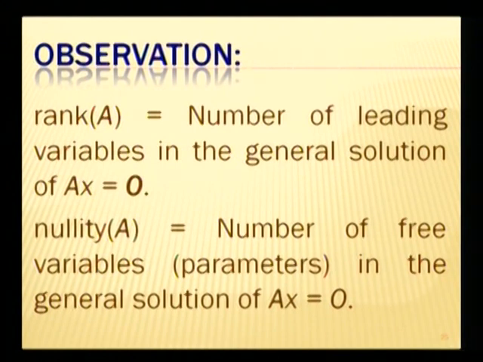And another observation is that in the solution we have taken x3, x4, x5 and x6 as the parameters r, s, t and u. So there are 4 parameters, or 4 free variables, in the general solution of Ax equals 0. And we obtain that the nullity of A is also 4, which shows that the nullity of A is nothing but the number of free variables, or the number of parameters, in the general solution of Ax equals 0.